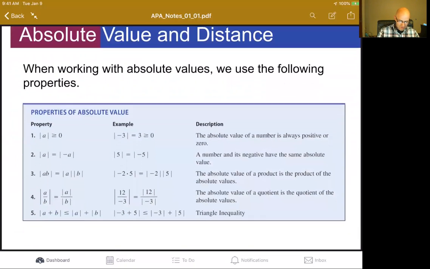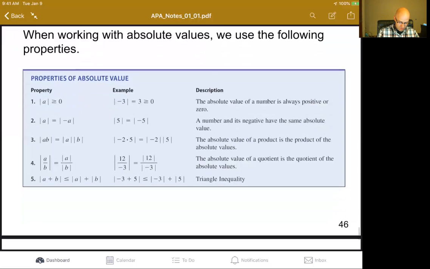Absolute value and distance. Here are some rules. And again, I encourage you to look through these rules to kind of get an idea for what they mean. Note that if you take the absolute value of A times B, that's the same as the absolute value of A times the absolute value of B. They can be separated, or if you have two absolute values being multiplied, you can combine them into one larger absolute value. That's fine as well for multiplication and division.